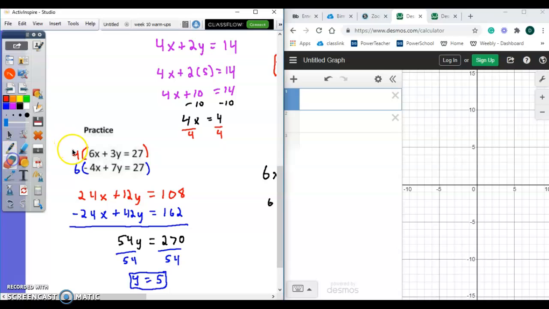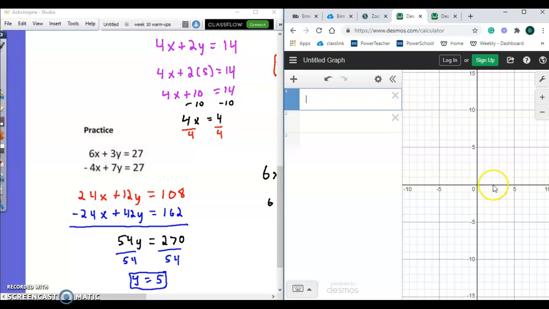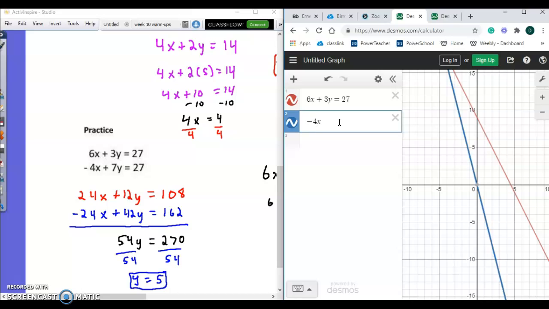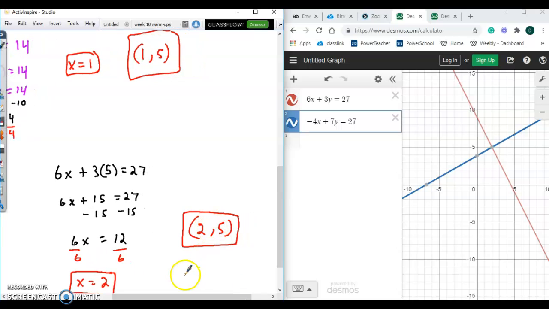And I'll be honest, when I first started this video, I made a mistake in one of my calculations, and I had to redo the video. Sometimes I keep them in there, but I realized I added one of my numbers wrong. And when I did this, I caught my answer and was able to redo it. So 6x plus 3y equals 27. And now I have negative 4x plus 7y equals 27. And right there, 2, 5. Is that what I got? 2, 5, it checks out.